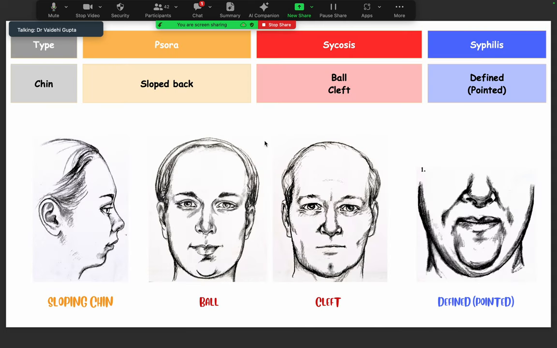So comparing the three miasms, in Psora the chin is lobed. In Sycosis, there is a ball-like structure at the chin, like a protrusion. There may be a depression, which is called a cleft. In syphilis, it is pointed, which is also called defined.